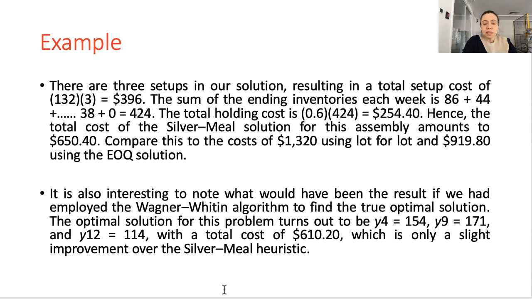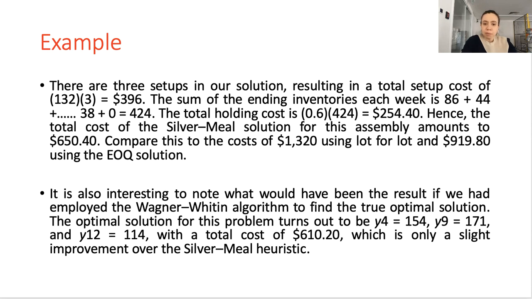Now, we solved the same example with the Wagner-Whitin algorithm, the algorithm which gives us the optimal solution. According to this solution, the total cost is $610.2. You see that this cost is really close to the cost that we obtain with the Silver-Meal methodology. So we see that this heuristic approach is an effective approach for this problem.